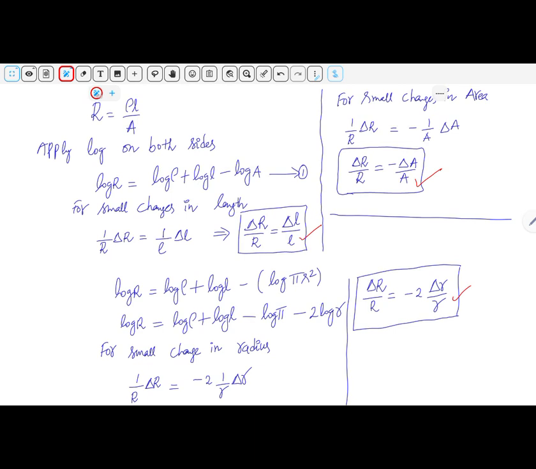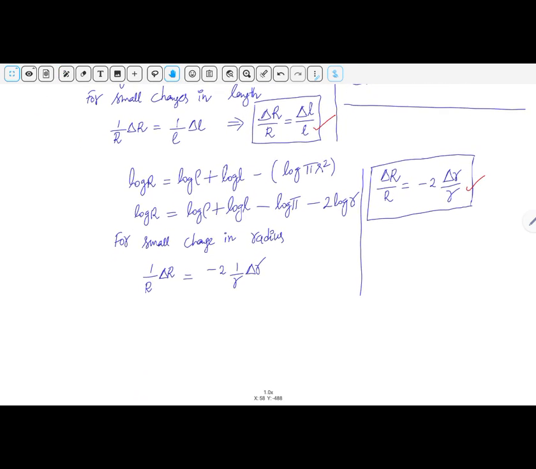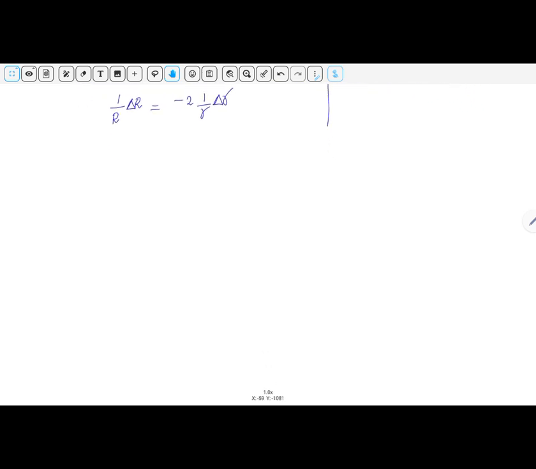In our previous video, we understood how to derive the percentage change in resistance when the length is changed by a small amount, or the area of cross section is changed by a small amount, or the radius of the conductor is changed by a small amount. Now we will observe how the resistance percentage changes when the wire is stretched.